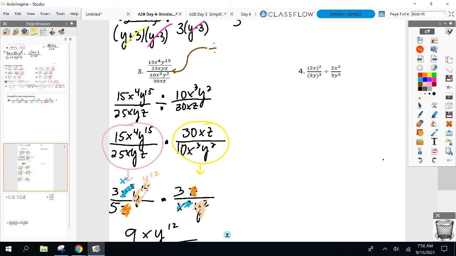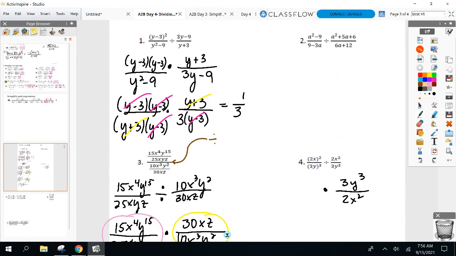Okay, so I see division, change it to multiplication, flip the second. Make sure we flip the second, don't forget about it. All right, we've done a problem like this before. How do I handle 2x all squared with the squares on the outside of parentheses? You can write it twice.